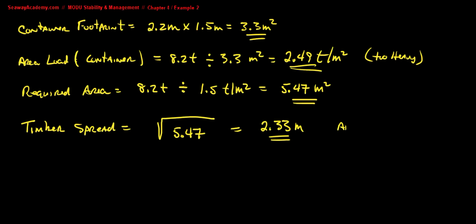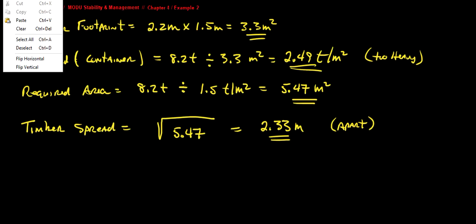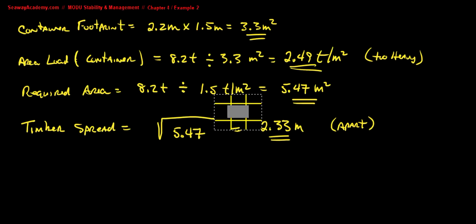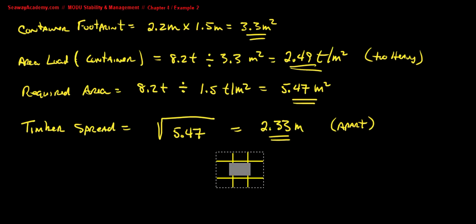In this case, if you look at the dimensions of the container, you're going to see that you'll have to crib the actual timbers. Otherwise, you wouldn't get a proper spread. So you're going to need 4 timbers, 2 on the deck, 2 on top of the first 2 timbers, and then the container will sit on the top 2 timbers.